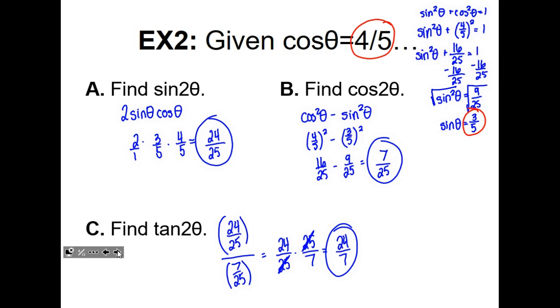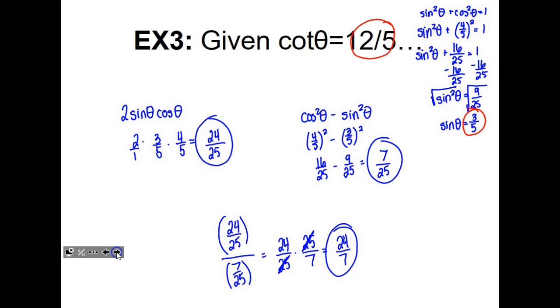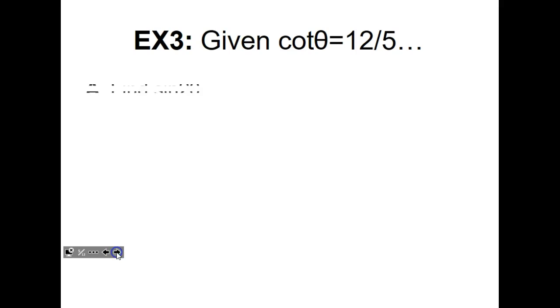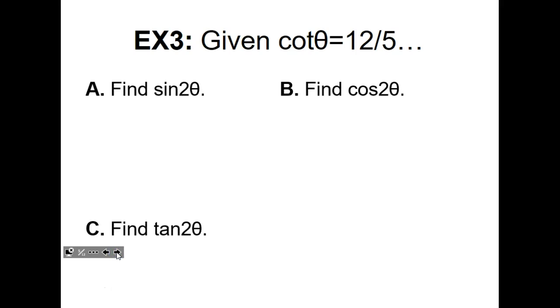We're going to skip a couple of them. We're going to do example 3, though. We're going to skip example 4. Okay, so example 3, we need sine and cosine. They didn't give us sine and cosine. They gave us cotangent, which is aggravating.